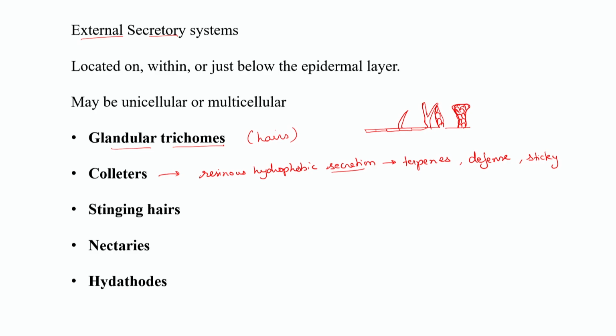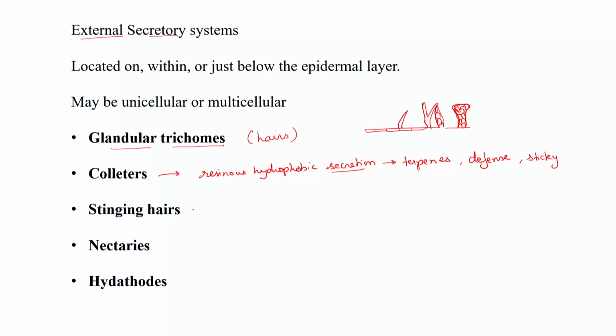They also reduce transpiration and help the plant to survive arid conditions. So, these secretions can also be found on the surface layer and definitely they will reduce transpiration, prevent water loss and help in preventing desiccation. Now, stinging hairs are also a special type of secretory structure which produce toxic compounds.